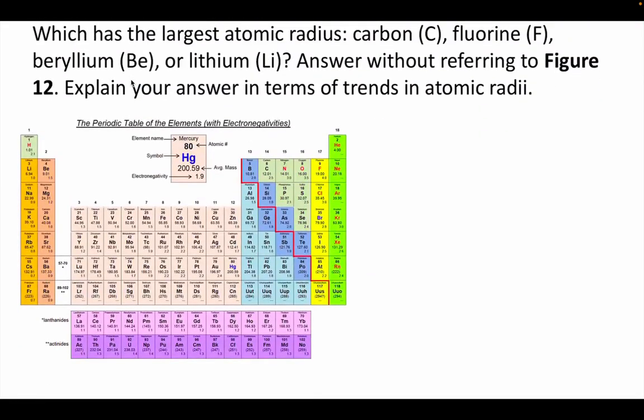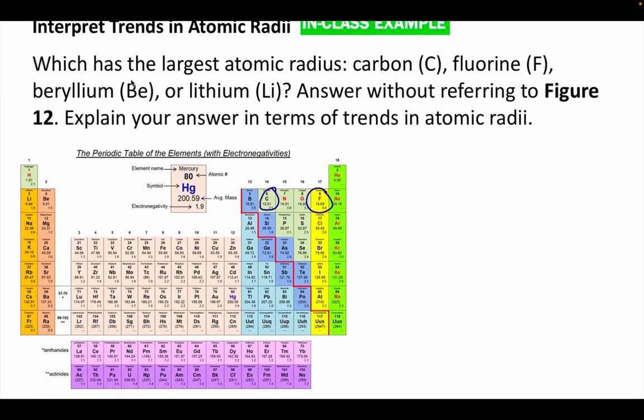And now, just looking at radius here, we're going to compare carbon, fluorine, beryllium, and lithium. So the largest radius would be lithium. And then beryllium would be smaller because it has more protons to pull its electrons, then carbon, and then fluorine would be the smallest. So the largest is lithium.